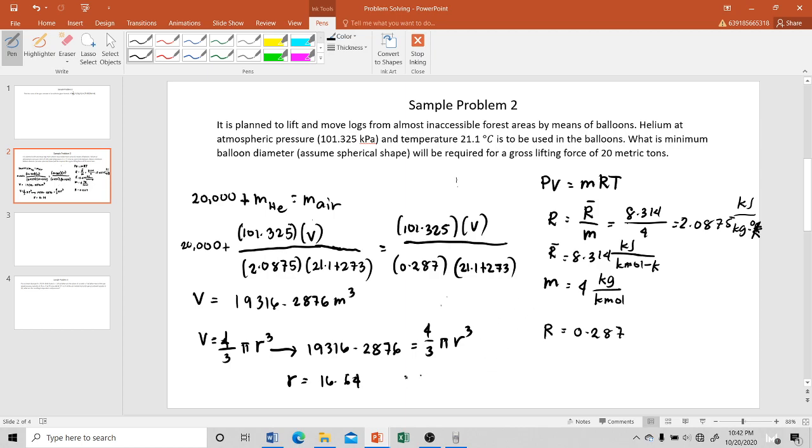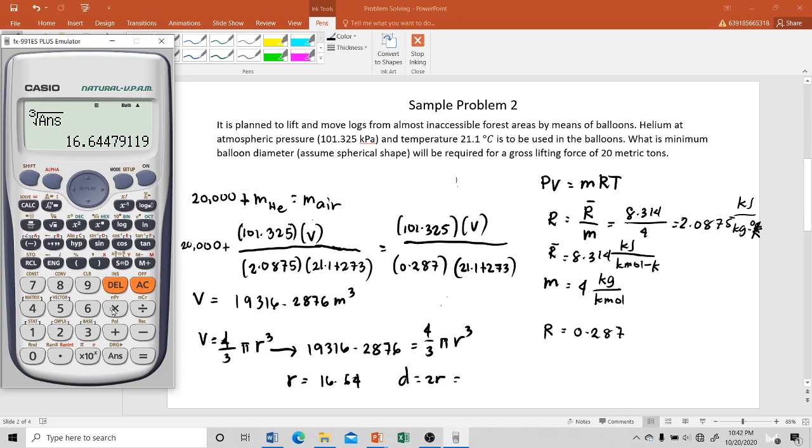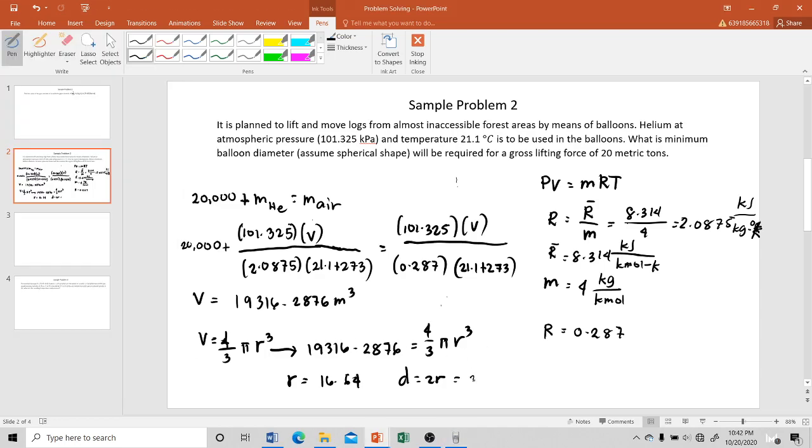So diameter is twice the radius, no? So 2 times 16.64. So we can now get the value of the minimum balloon diameter, 33.3 meter. So that is the answer.